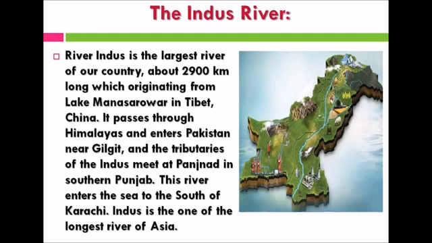The Indus River. River Indus is the largest river of our country, about 2,900 km long, which is originating from Lake Manasarovar in Tibet, China. It passes through Himalayas and enters Pakistan near Gilgit, and the tributaries of the Indus meet at Panjnad in southern Punjab. This river enters the sea to the south of Karachi. Indus is one of the longest rivers of Asia. You can see the Indus River in the given map.